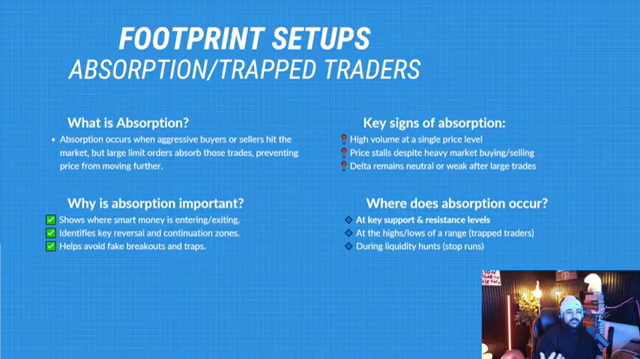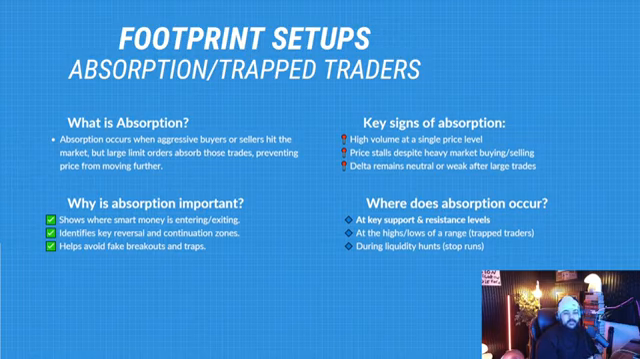So what are the key signs of absorption? There's high volume at a single price level, price stalls despite heavy market buying and selling, and delta remains neutral or weak after large trades. So why is absorption important? It shows where the smart money is exiting or entering. It identifies key reversal points and continuation zones, and it helps avoid breakouts and traps.